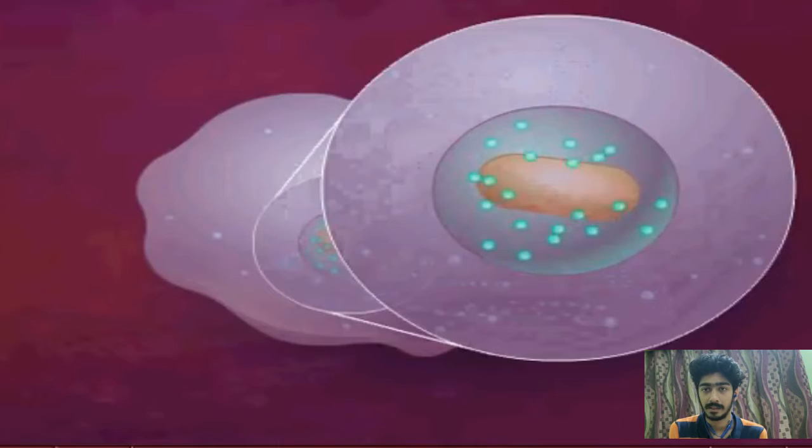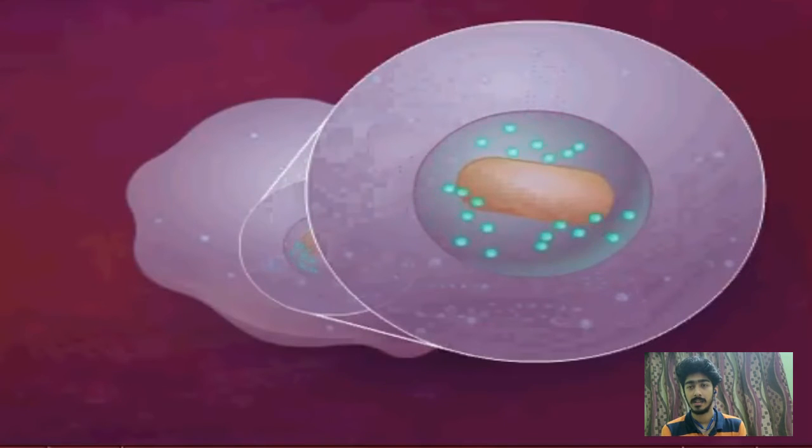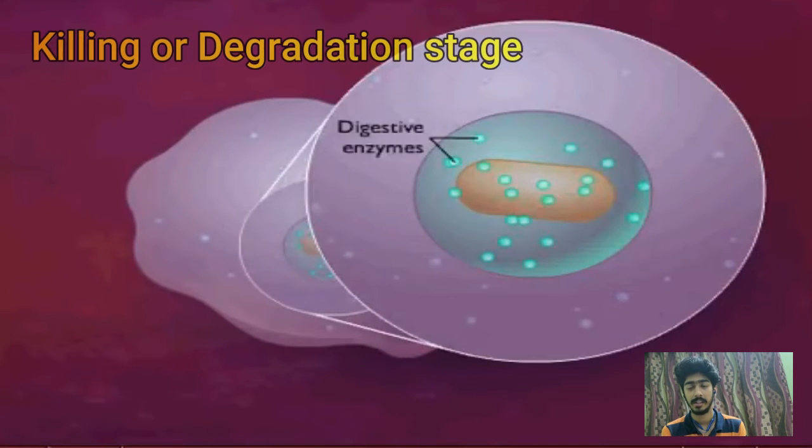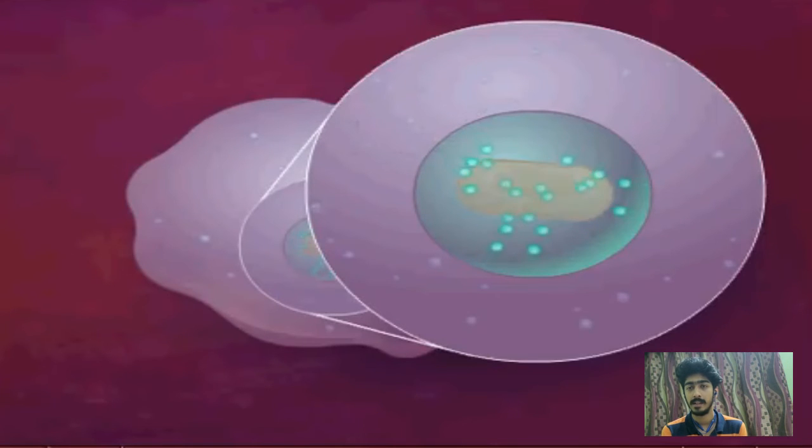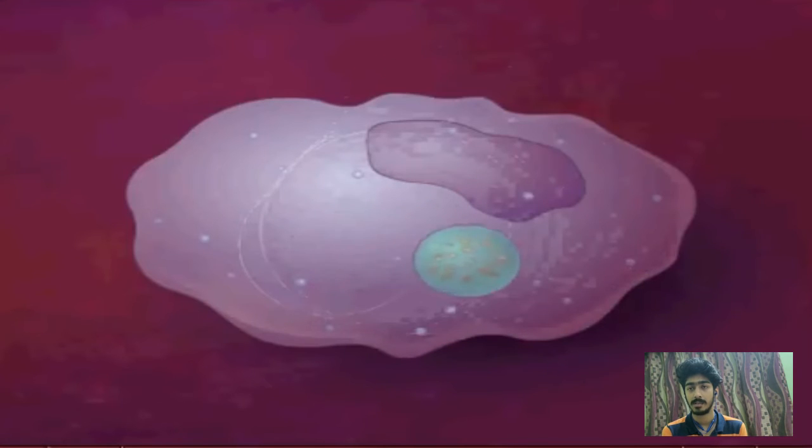The seventh stage, or the final stage of phagocytosis, is known as the killing stage or the degradation stage. In this stage, after the formation of the phagolysosome, the bacteria is unable to reproduce itself and is dead after 10 to 20 minutes of ingestion, or we can say digestion.